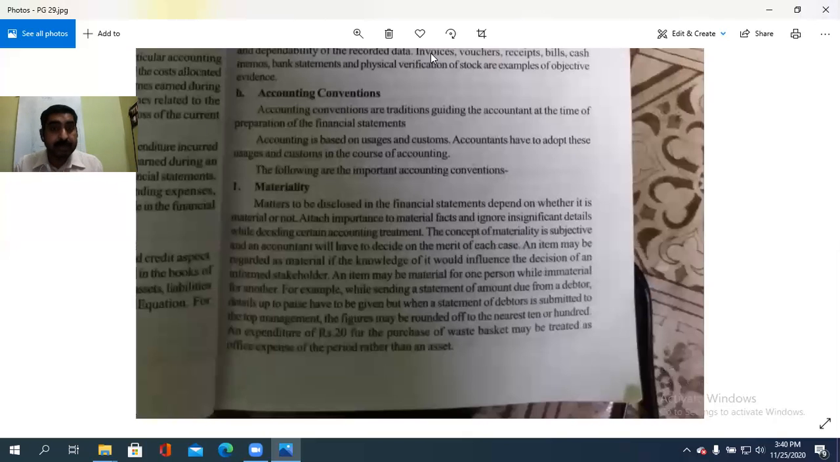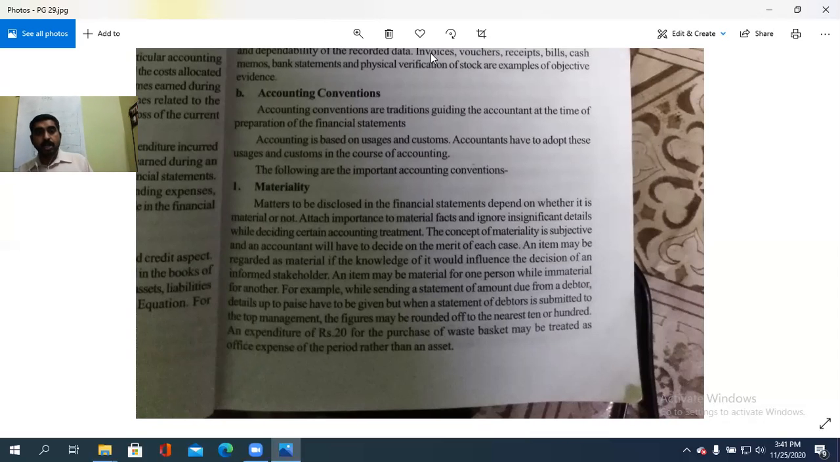Accounting convention means traditionally some rules that guide the accountant at the time of preparing the financial statement. So accounting conventions are traditions that guide the accountants at the time of the preparation of financial statements. Accounting conventions are the traditions that guide the accountant at the time of preparing the financial statement.